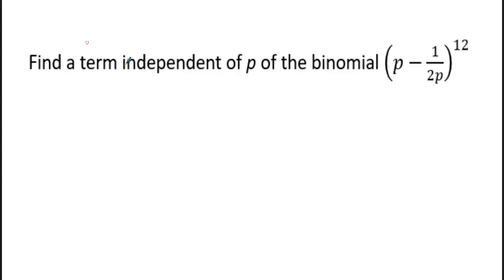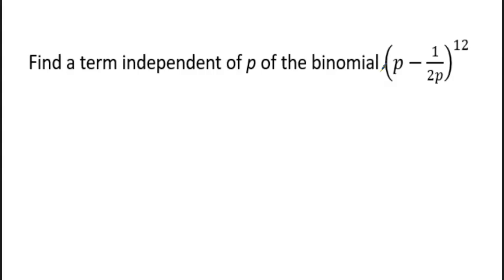In this video, I'm going to look at binomial expansion. Find the term independent of p of the binomial (p - 1/(2p)) all raised to the power 12.